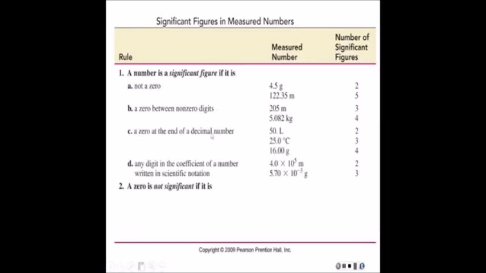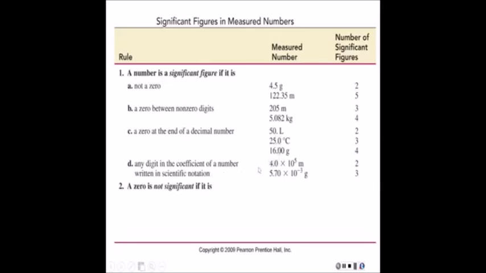And now, a 0 at the end of a decimal. If there's a decimal point in a number, like you see here, those zeros are going to be significant. So here, 50. liters would be 2 significant figures. And what this means is 50, not 51. 25.0, 3 significant figures. This means 25.0, not 25.1. So if you have a decimal point in a number and it has zeros, those zeros will be significant.